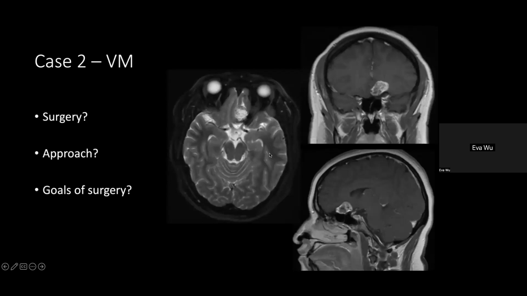And so would you treat this patient, or just watch it? Probably would treat it because she's having some kind of cranial nerve deficit, and especially if it's compressing upon her optic nerve, she would probably benefit from surgery.